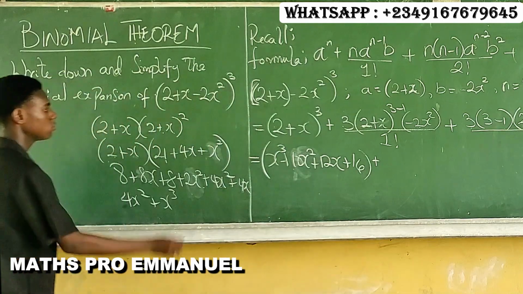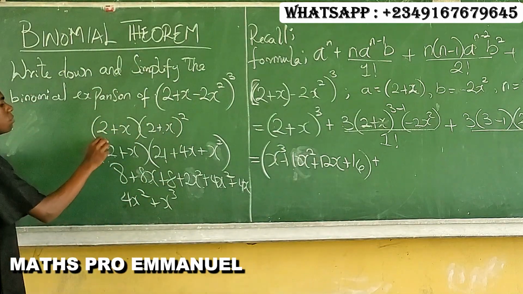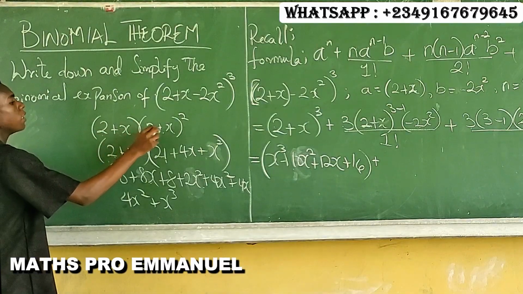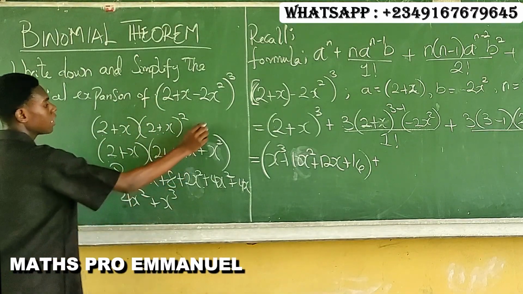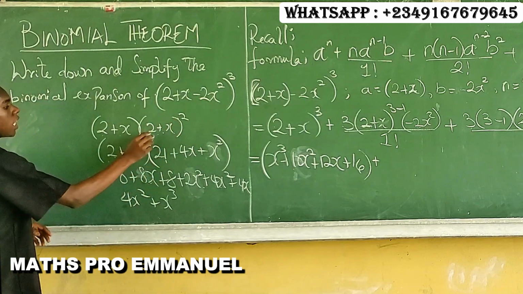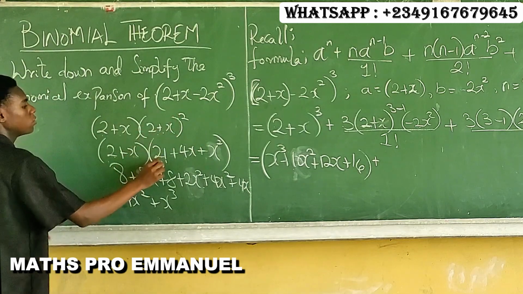By what I did here. So (2 + x)^3 is the same thing as (2 + x) multiplied by (2 + x) multiplied by (2 + x). That's in 3 places. So now the last two, I just put it to be something like this. Now if I expand (2 + x)^2, my result will be what?